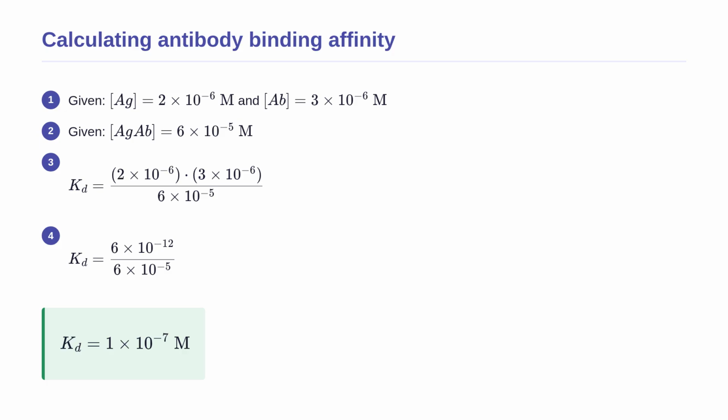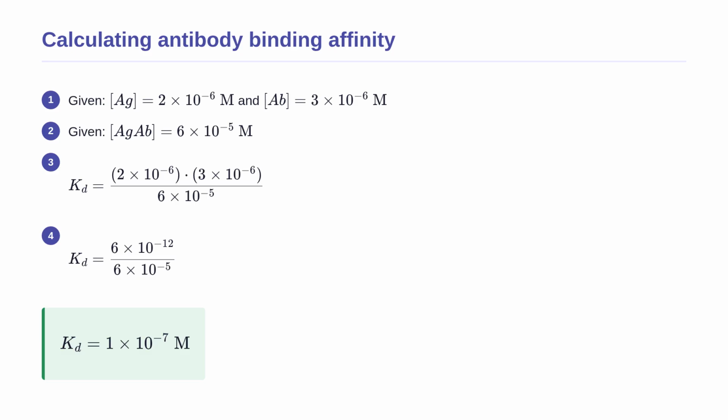Now that we have our formula, let us see this with a concrete example. Suppose a patient has a bacterial infection. Laboratory tests show the free antigen concentration is 2 × 10⁻⁶ molar, and the free antibody is 3 × 10⁻⁶ molar. The bound complex is 6 × 10⁻⁵ molar. We need to calculate the dissociation constant to see if this antibody is strong.